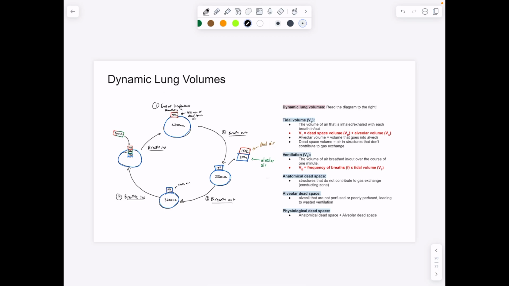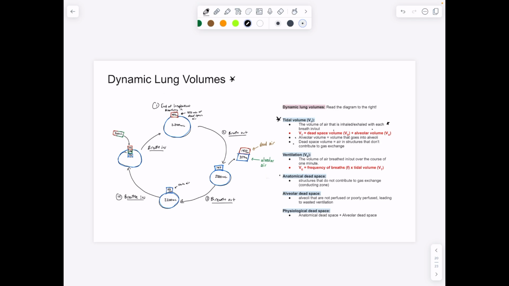All right, so we finally reached our last set of topics. This is the volume of air inside the lungs, so we have the concept of dynamic lung volumes. In particular, we have tidal volume, which is the volume of air that is inhaled and exhaled with each breath in and out. This is going to be equal to the dead space volume plus the alveolar volume. Alveolar volume is the volume that goes into the alveoli with each breath, and dead space volume is the volume that's in structures that don't contribute to gas exchange.